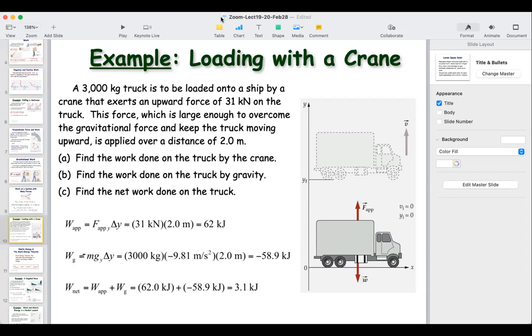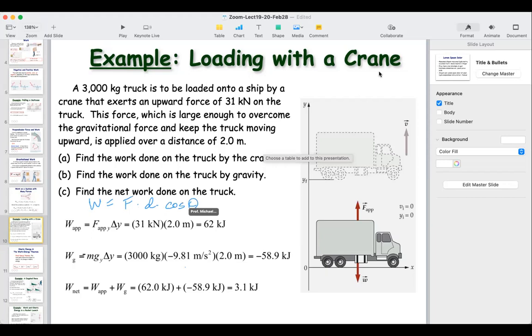Are there any questions on these things? Yeah, Veronica, on a previous slide did the formula define work as equal to force times displacement times cosine of the angle between force and displacement?